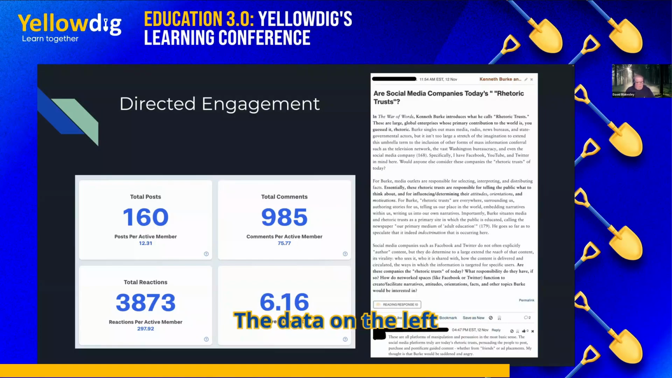The data on the left side shows that throughout the course, there were 160 posts. I think there were 10 students in 16 weeks. So each student did one post per week, and that was it, which is exactly what you can expect if you tell them exactly what they need to do. There were 3,873 reactions, which means people were liking or loving each other's posts and so on, and they would get points for liking and loving and that sort of thing. The conversation ratio was 6.16. You want to get as high as possible on that, up to 10, which I've never been able to reach.